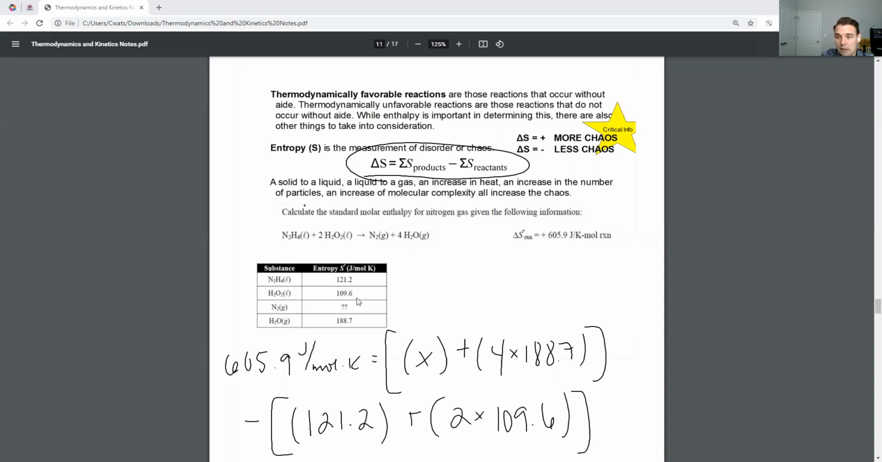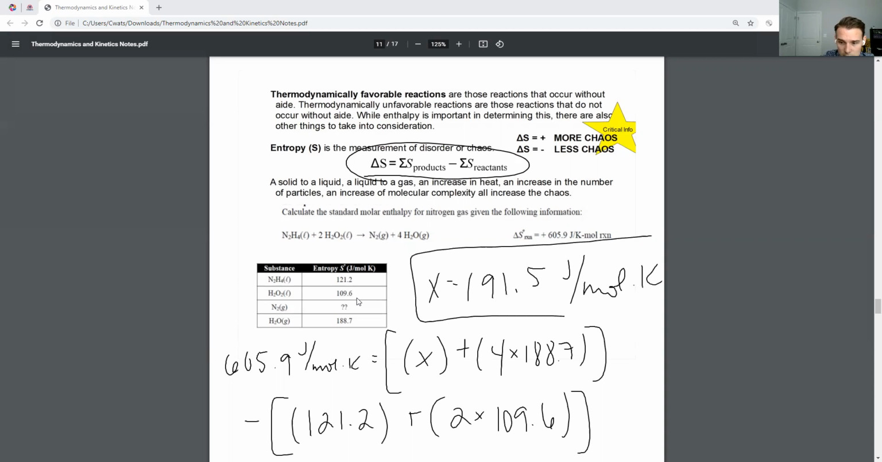Go ahead and do this math. And just like the other one, I want you to stop. I want you to try to get the answer yourself. X will be equal to 191.5 joules per mole times Kelvin. Okay. So make sure you can get that answer.